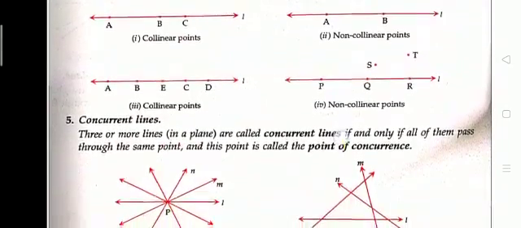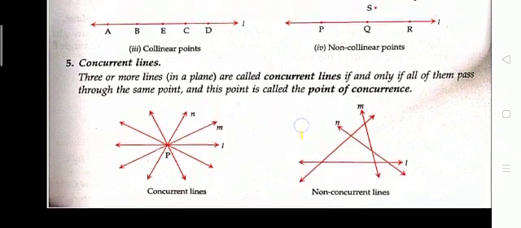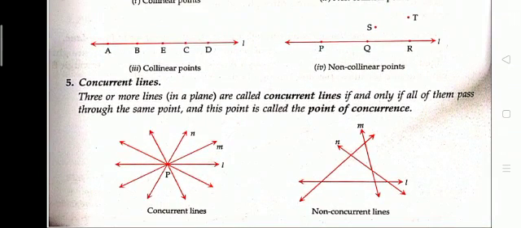Next one is the concurrent lines. Three or more lines are called concurrent lines if and only if they pass through the same point, and the point is called the point of concurrence. We'll study this in the exercise. P is the point of concurrence. Many lines can pass through the same point P, that is L, M, and N. And the adjacent figure is of non-concurrent lines.